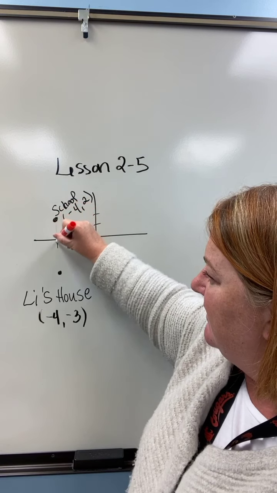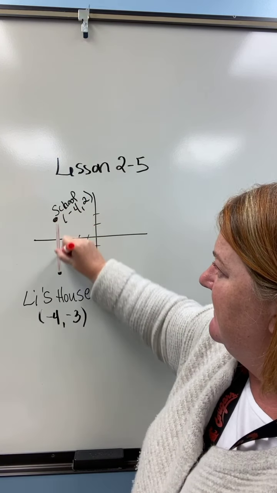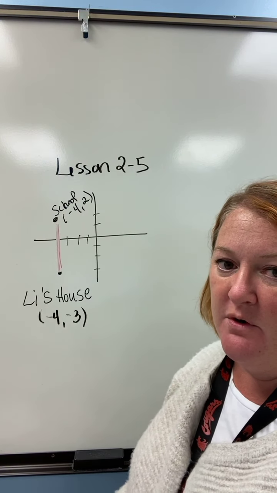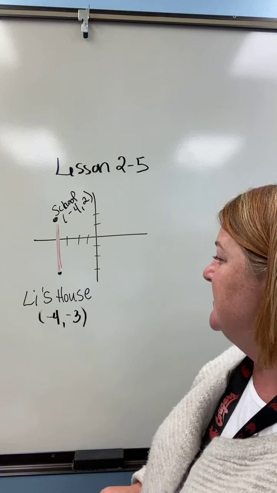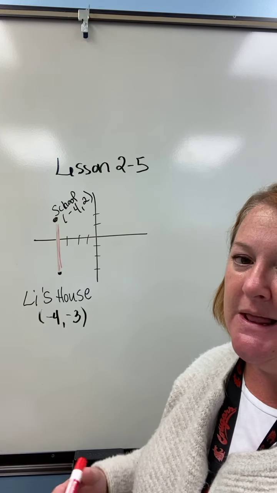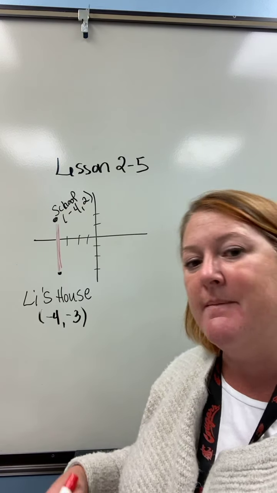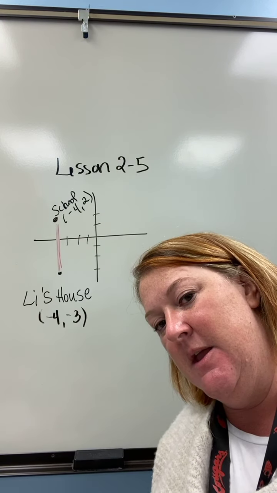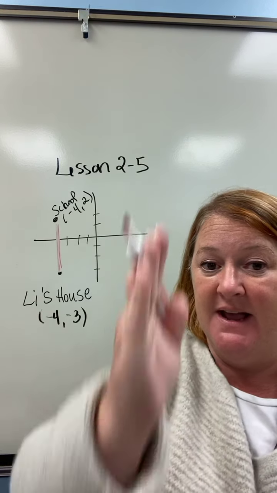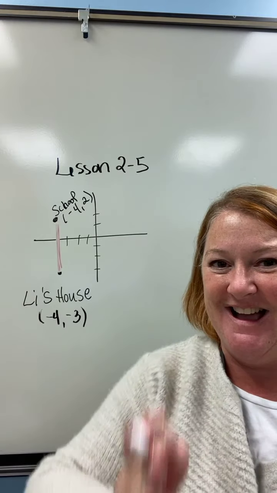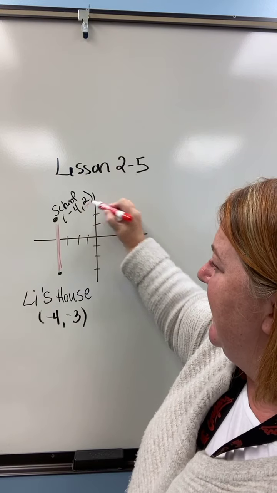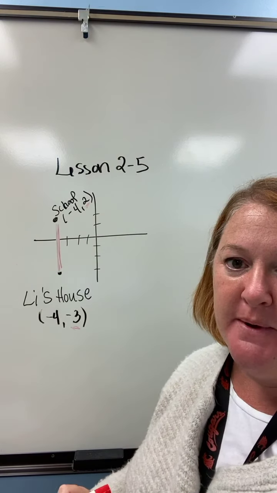Well, I know I could draw this line from (-4, 2) to (-4, -3). And so how would I figure out the distance of that red line? Am I going to look at the x or am I going to look at the y? Well, the hint is that it's going the same direction as the y. So we're going to take a look at the y part of our ordered pair.